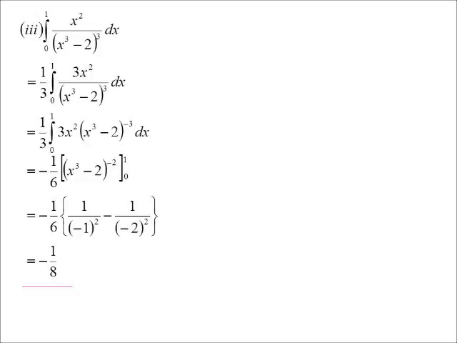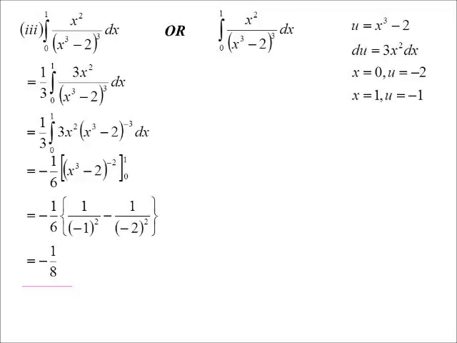If I'd chosen to do this one by substitution, I would have said, what's causing me the problem? x cubed minus 2 to the power of negative 3. How do you expand out negative 3? Well, I can't. That's what's causing me the problem. So I'll let u equal x cubed minus 2. So du will end up being 3x squared dx.